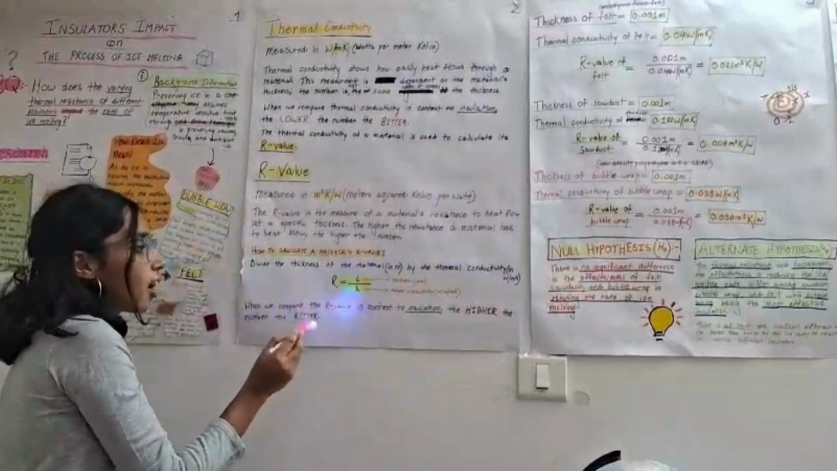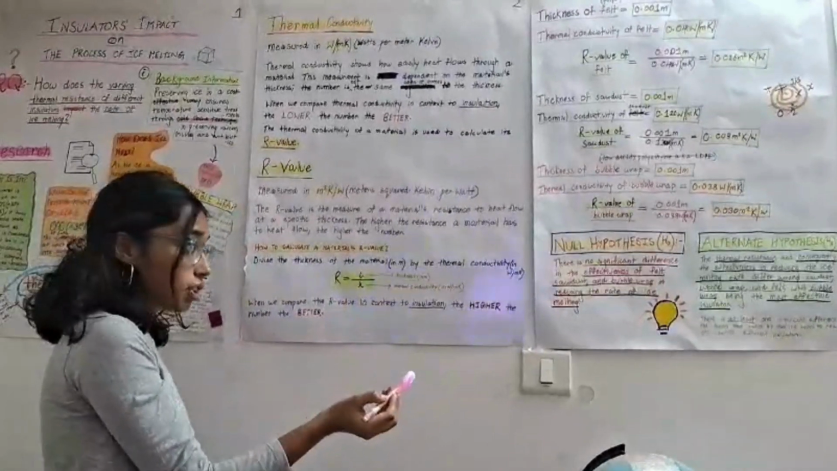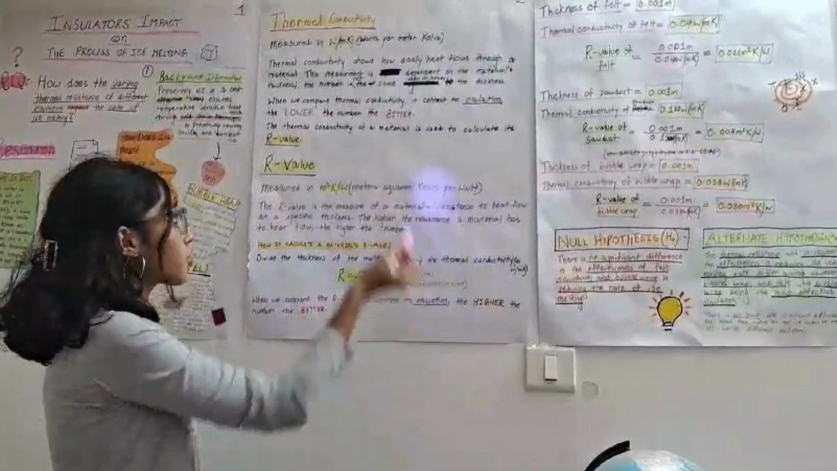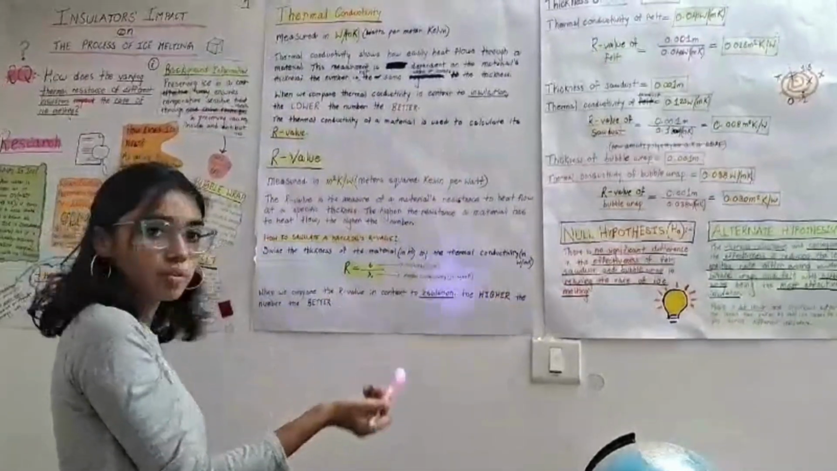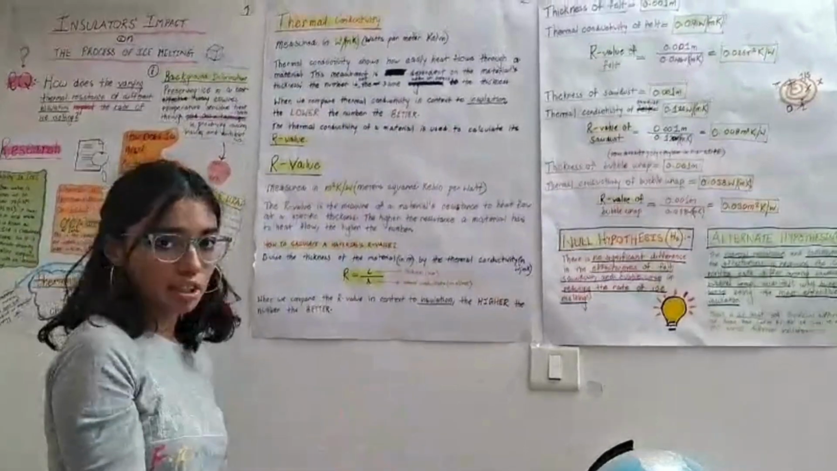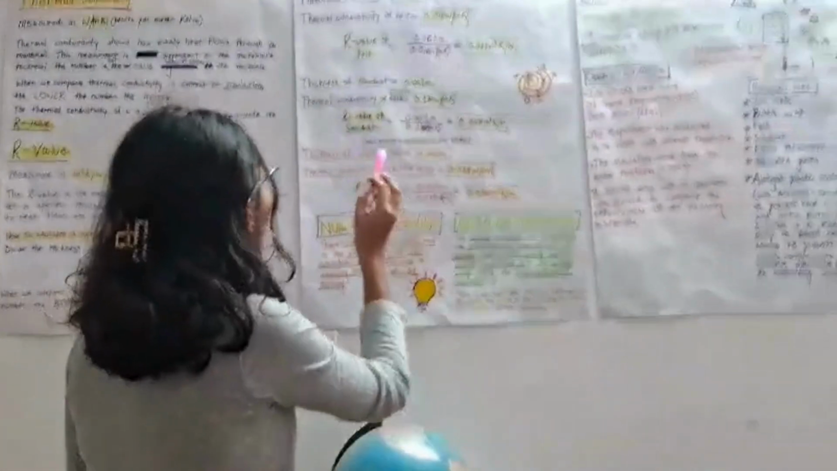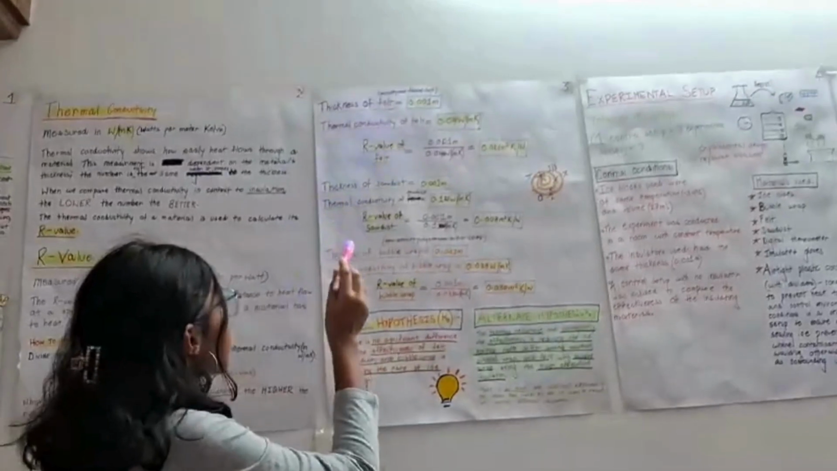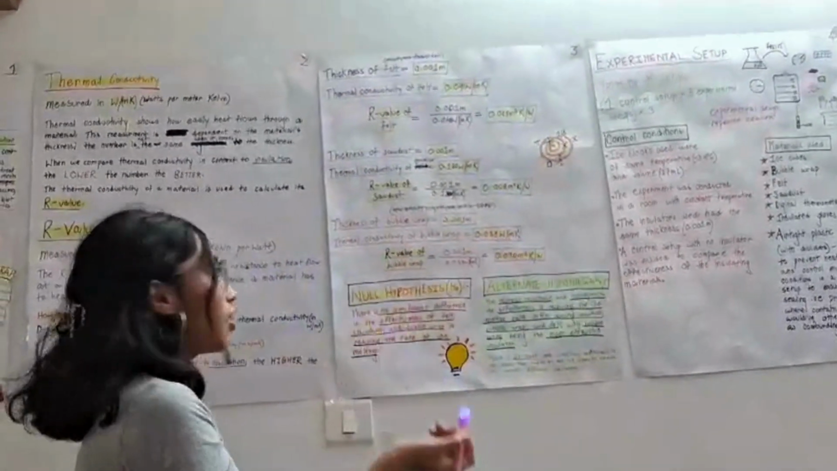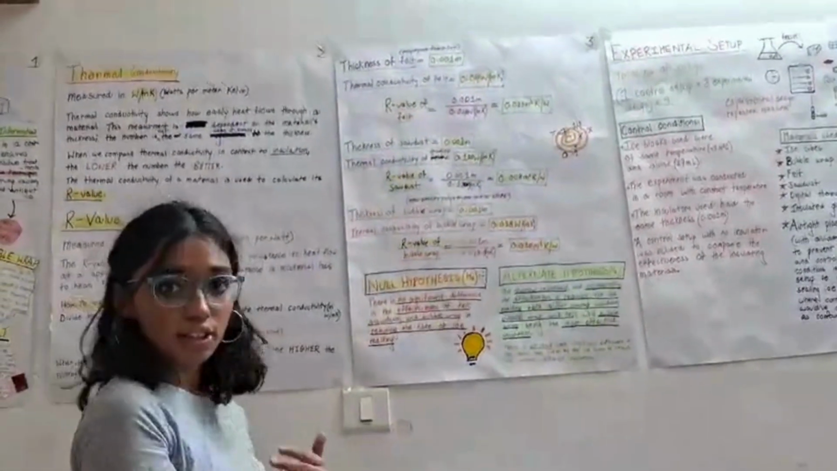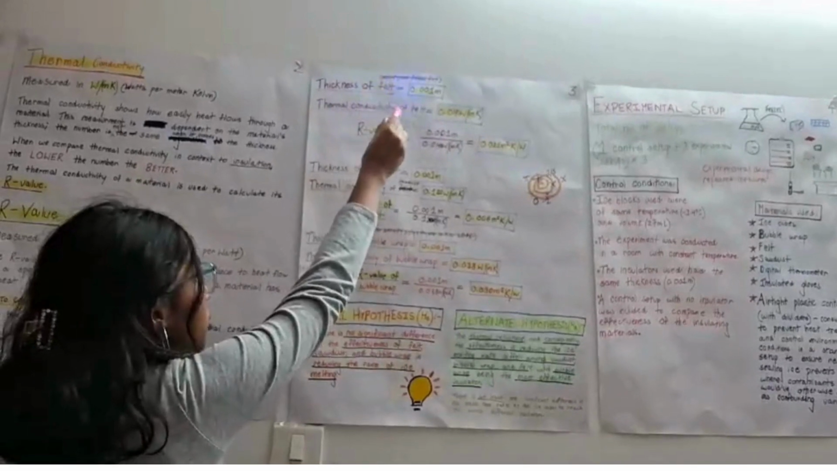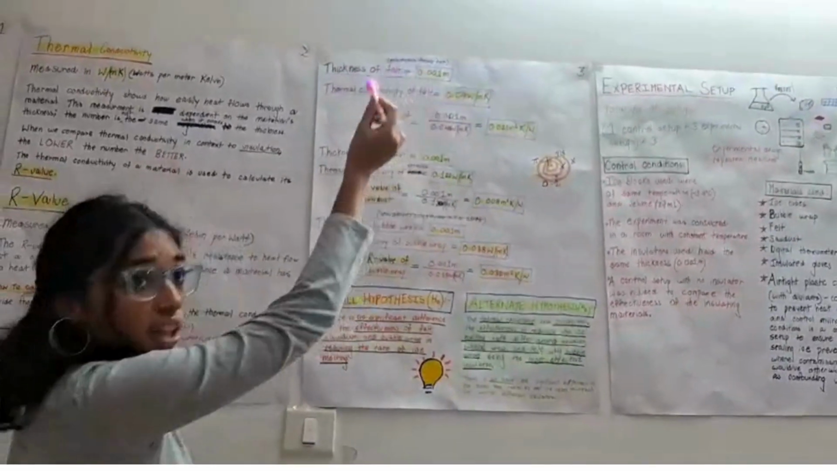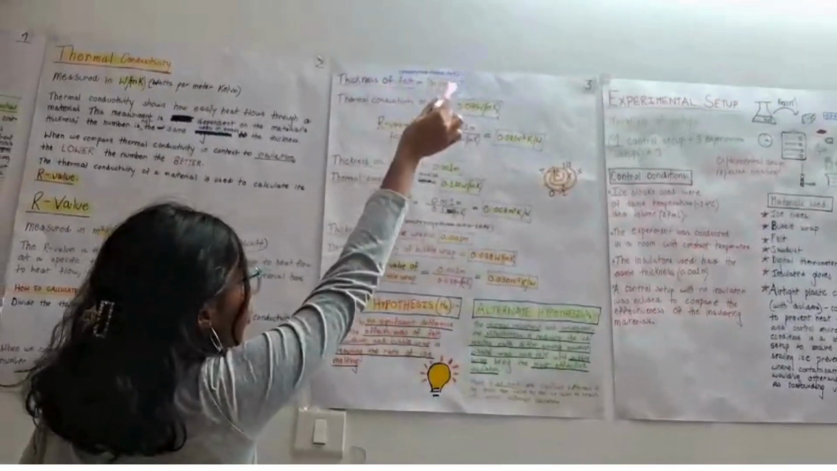When we compare the R value in context to insulation, the higher the number, the better. For thermal conductivity, the lower the number, the better. And for thermal resistance, the higher the number, the better when it comes to insulation. So now we're gonna find out the values of thermal resistance for my insulators which I have chosen. So firstly, the thickness of felt is 0.001 meters. The felt which I chose is polystyrene fabric felt.